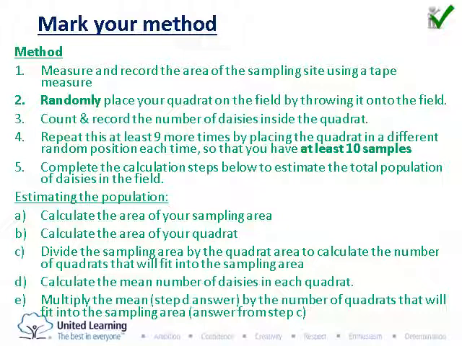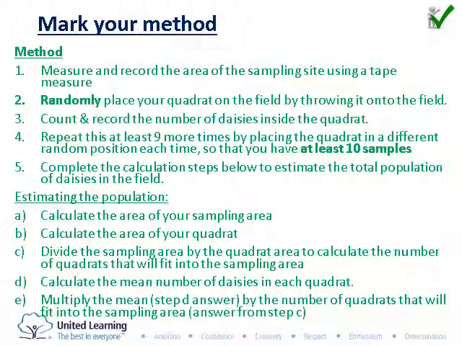We then need to complete the calculation steps, okay? So we calculate the area using length times width. We then calculate the area of our quadrat using length times width. We divide the sampling area, which is what you calculated for part A, by the area of the quadrat. And that tells us how many quadrats will fit into our sample area. That gives us our multiplier, and we don't need to use that until later.